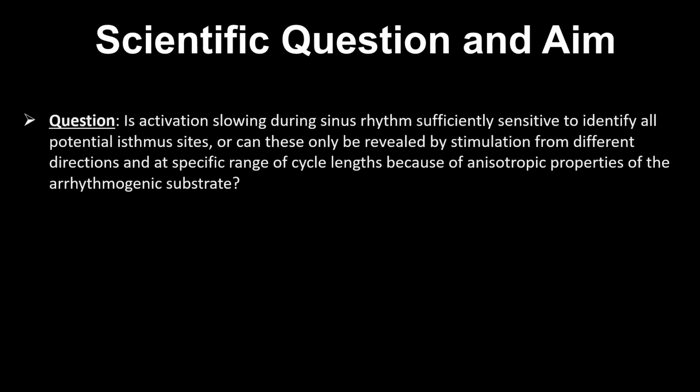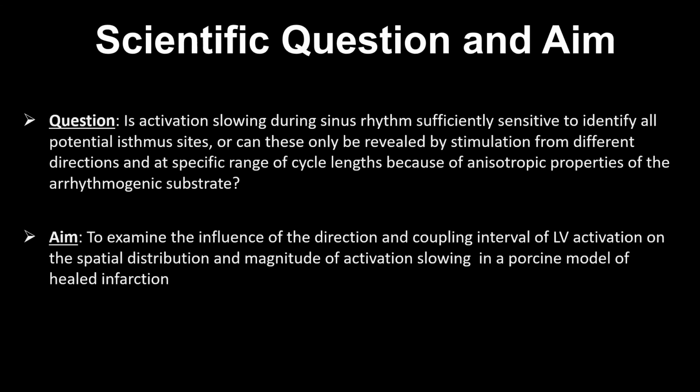The scientific question is, is activation slowing during sinus rhythm sufficiently sensitive to identify all potential isthmus sites, or can these only be revealed by stimulation from different directions and at a specific range of cycle lengths because of anisotropic properties of the arrhythmogenic substrate? The aim of the present study was to examine the influence of the direction and coupling interval of LV activation on the spatial distribution and magnitude of activation slowing. This was done in a porcine model of healed infarction.